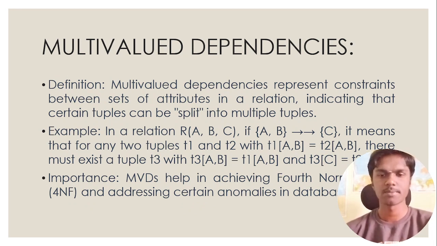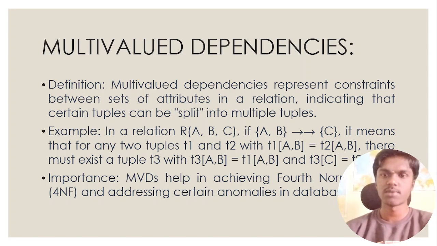Multivalued dependencies, whose definition stands as: multivalued dependencies represent constraints between sets of attributes in a relation, indicating that certain tuples can be split into multiple tuples. That is, as you know by the definition of a tuple, a tuple stands for a specific row. So a specific row can be split into multiple rows. So that's what multivalued dependency stands for.